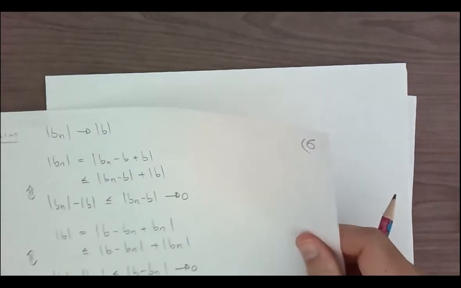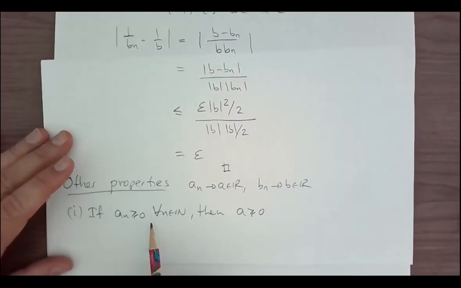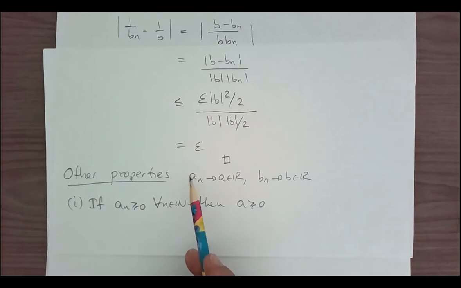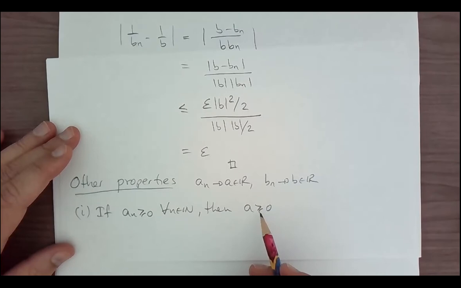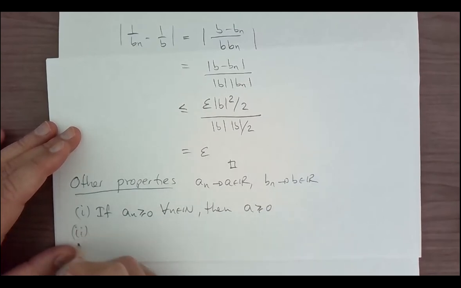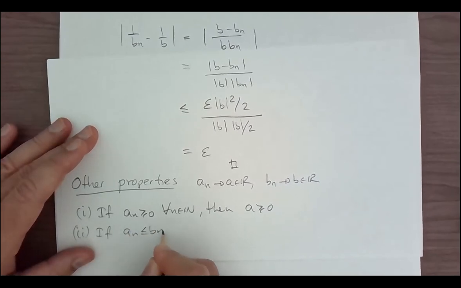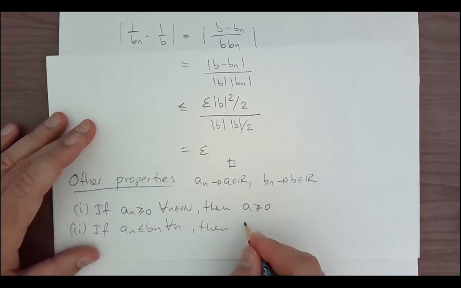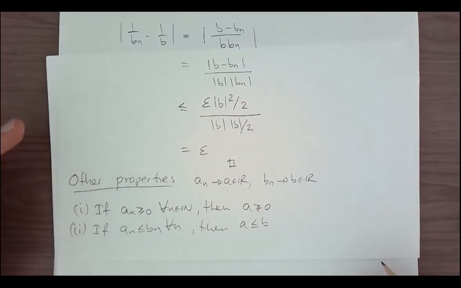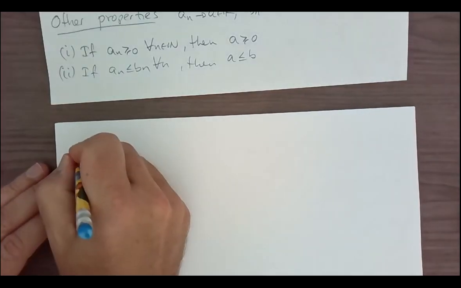We were trying to look at additional properties. So if the elements in the sequence are all non-negative, then the limiting value is also going to be non-negative. And you can also say that if AN is less than or equal to BN for all n, well then A is going to be less than or equal to B. The last one, this is number 3 that I wanted to mention.